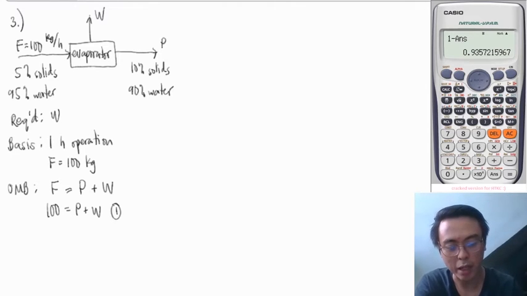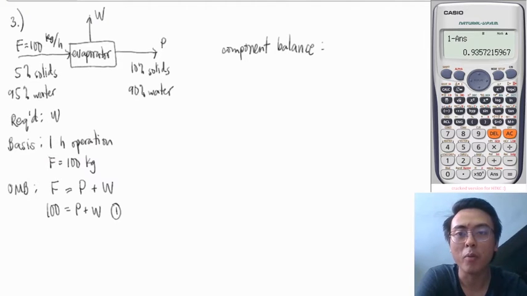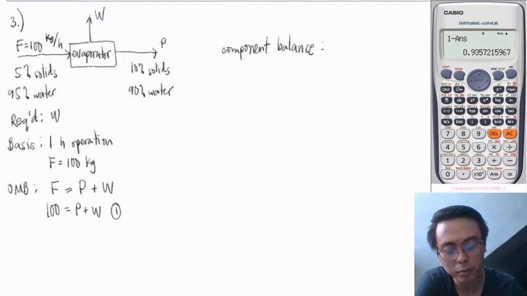Next, component balance. Do we have a tie component? Take a look at the flow chart. You have two components there, and those are water and the solids. Water comes in at F and goes out both at W and P, so it's not a tie component. However, the solids only enter at F and only exit at P, therefore it's a tie component. So let's write here, your tie component is the solids.